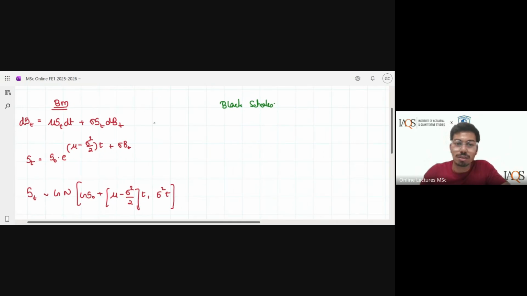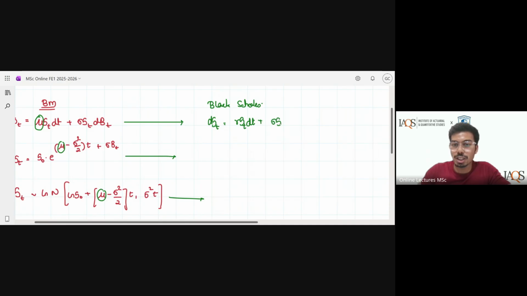Under my Black-Scholes, I'm making you all write all the stages so that it fits in your head, because I'm not going to write anything new in Black-Scholes. The only change in Black-Scholes is that mu becomes R everywhere. Under Black-Scholes, the equation of dST that we wrote became R ST dt plus sigma ST dBT.